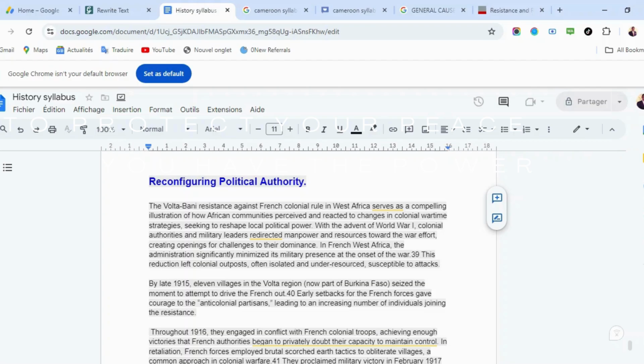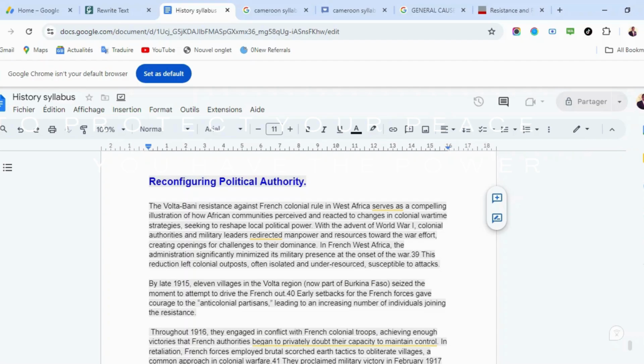The third point on the resistance is reconfiguring political authority. The Volta-Bani resistance against French colonial rule in West Africa serves as a compelling illustration of how African communities perceived and reacted to changes in colonial wartime strategies seeking to reshape local political power. With the advent of World War One, colonial authorities and military leaders redirected manpower and resources towards the war effort, creating openings for challenges to their dominance.